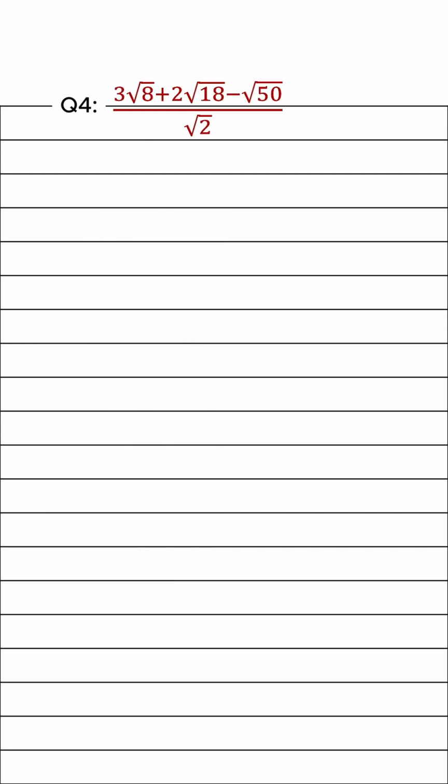To solve this question, first simplify each surd. 8 is 4 times 2, 18 is 9 times 2, and 50 is 25 times 2. Hence, we have 3 root 4 times 2 plus 2 root 9 times 2 minus root 25 times 2 all over root 2.